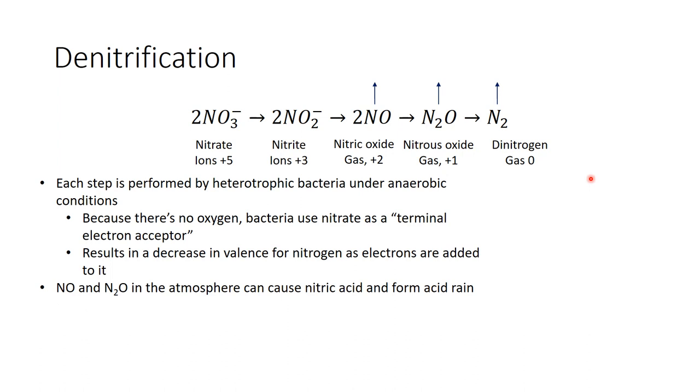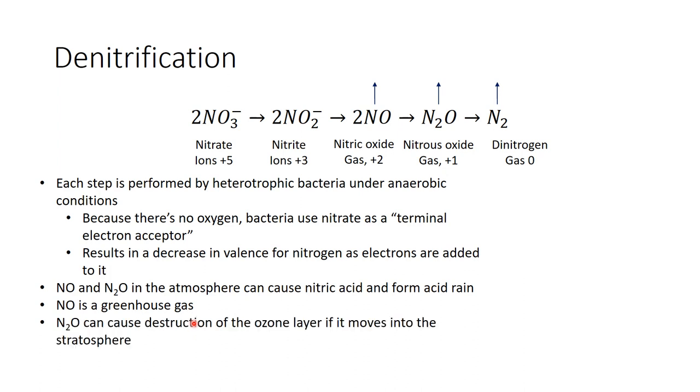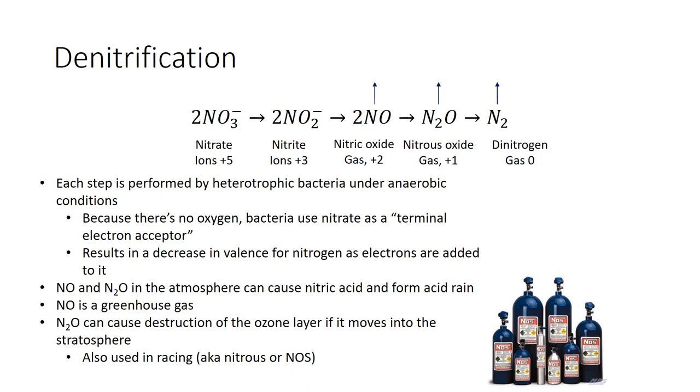And again, nitric oxide and nitrous oxide, they can cause nitric acid to form acid rain. And NO and N2O are both greenhouse gases. And N2O can also destroy the ozone layer. So there are some environmental issues associated with those forms of nitrogen. And N2O, sometimes called nitrous or NOS, is used in cars to make them go fast.